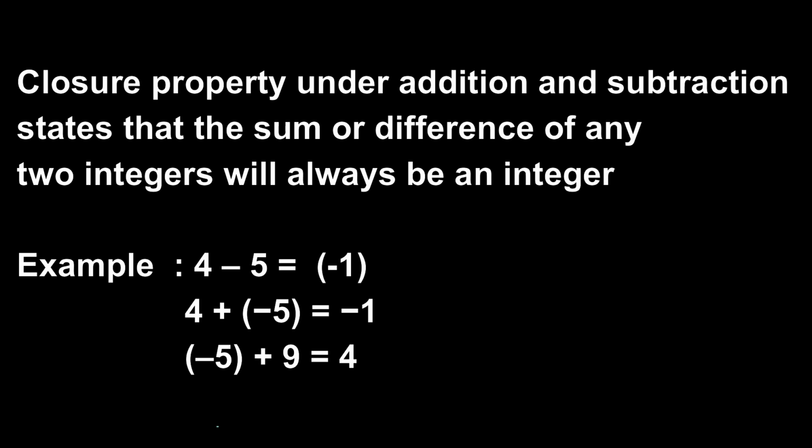Here 4 is an integer. Minus 5 is also an integer. So when we subtract this, we are going to get an answer also as an integer. So in closure property, whenever we are dealing with integers, either addition or subtraction, the result that we are going to get is also an integer. So the closure property under addition and subtraction will always have an answer as an integer. Keep this in your mind.